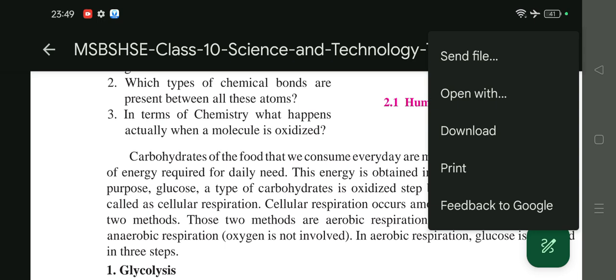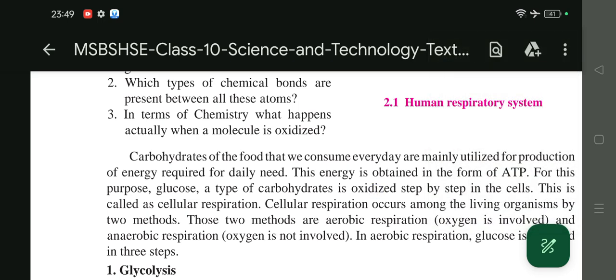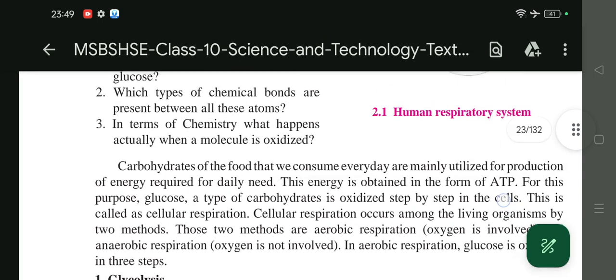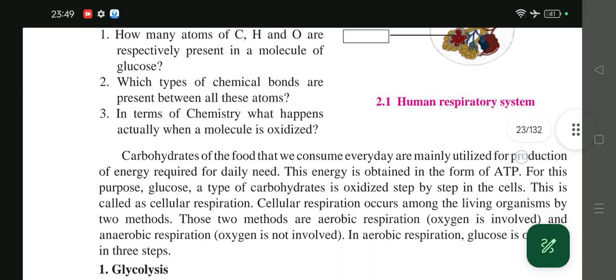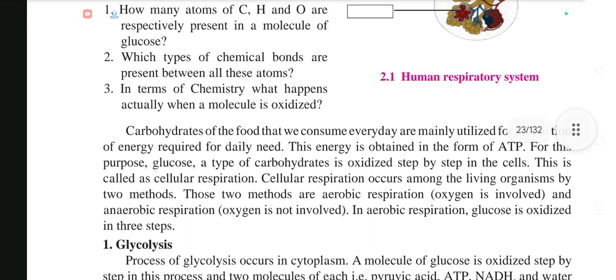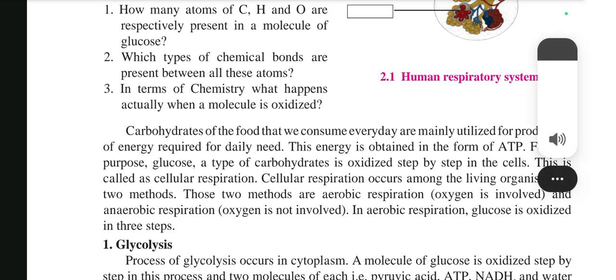So C6H12O6 means 6 atoms of carbon, 12 of hydrogen and 6 of oxygen are present in glucose. Which type of chemical bond is present between all these atoms? What they are asking is which chemical bonds are there? So surely a single bond is there.